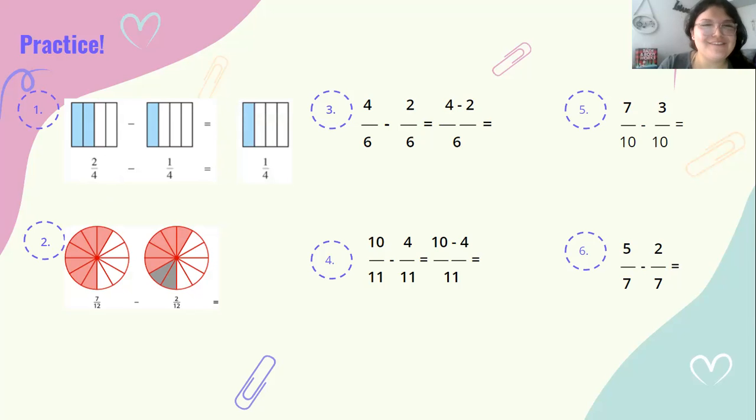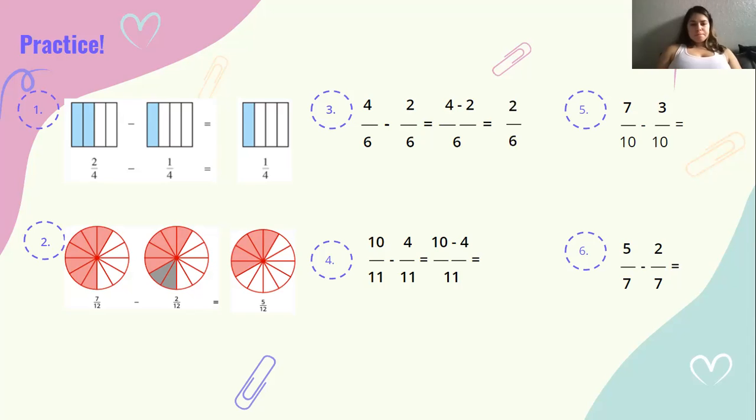Number 2, 7/12 minus 2/12. Yamalin, can you tell me the answer to number 2? 5/12. Perfect. It is 5/12. And then number 3, 4/6 minus 2/6. Monica, can you tell me the answer to number 3? 2/6. Correct. It is 2/6.